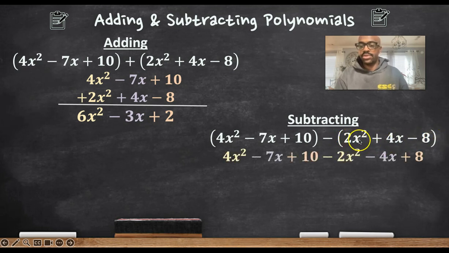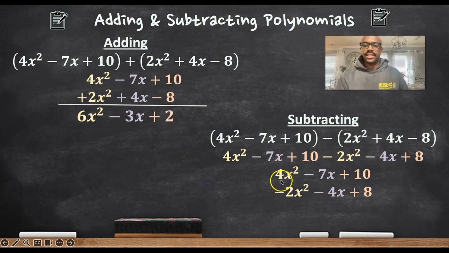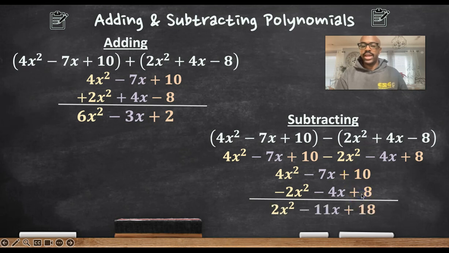So negative 1 times 2 is negative 2. Negative 1 times 4 is negative 4. Negative 1 times negative 8 is a positive 8. From here, I do the same thing I did up here, but now all these signs have changed because I distributed negative 1. When I stack the like terms, instead of 4 and positive 2, I have 4 and negative 2. Instead of negative 7 and a positive 4, I have negative 7 and a negative 4. And instead of 10 and a negative 8, I have 10 and a positive 8. So when I add straight down, I get 2x squared minus 11x plus 18.